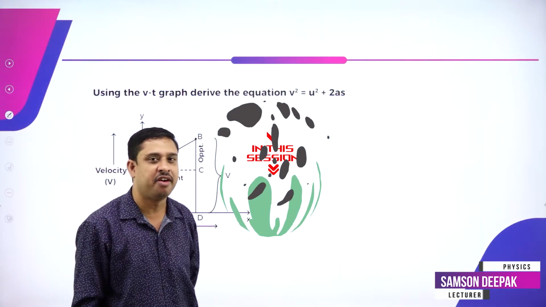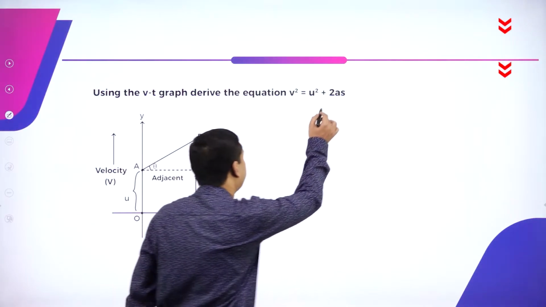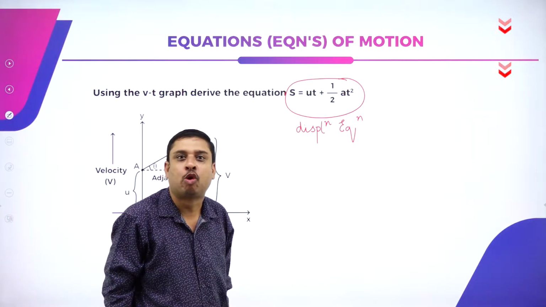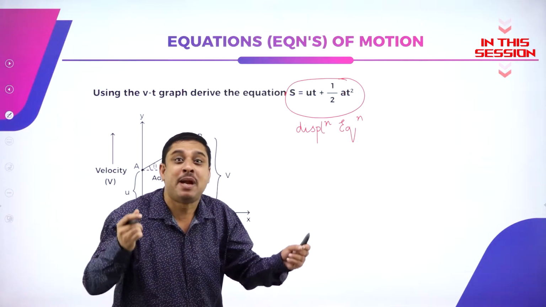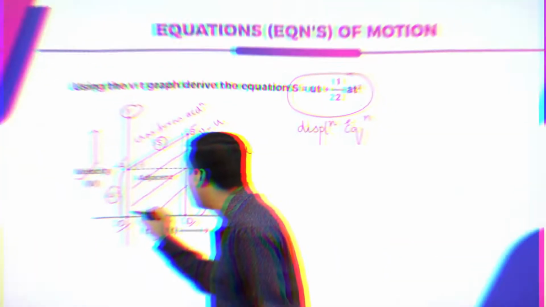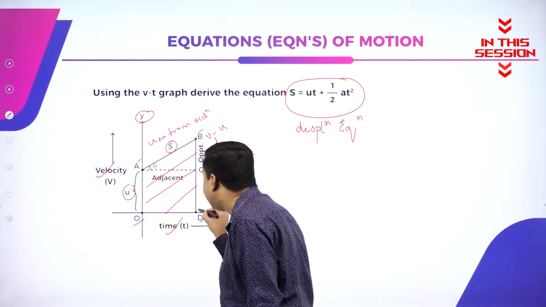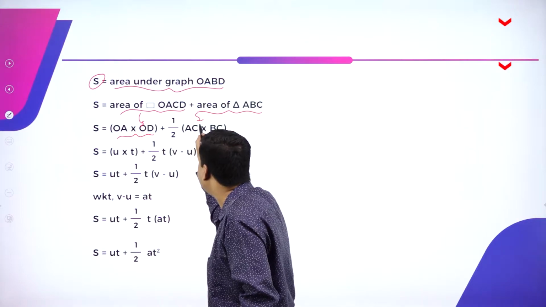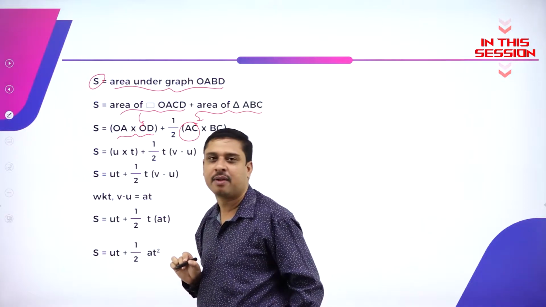A big fish in the pond, the most established equation of motion. So the objective of my bookwork here is to derive the displacement equation. One is a rectangle OACD. Hope all of you analyze this. Area of the triangle is half base into height. Half base of the triangle is AC, height is BC.